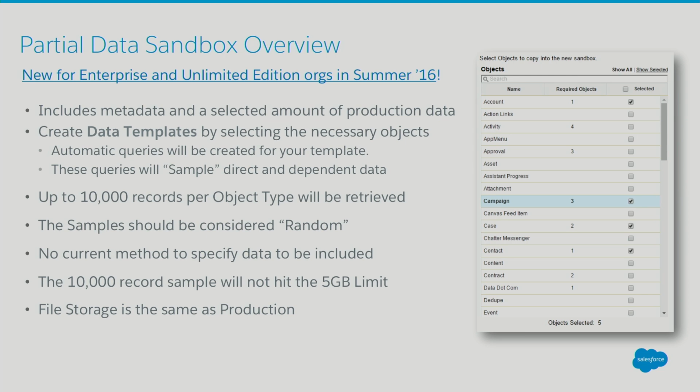Like I mentioned, you get all of your metadata and a sample of your production data. That sample should be considered random in that you're going to get 10,000 more or less recent records in the order that they were created. But as of right now, you can't filter those down. So if you want account records, you're going to get 10,000 recent accounts, but not just customers, not just prospects. And that's a good testing sample. Again, with 10,000 records, you will not exceed the 5 gigabyte storage limit. And if you need to add additional sample data, you can do that. And your file storage is exactly the same as it is in your production environment.